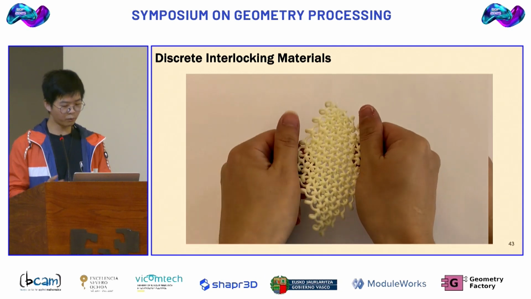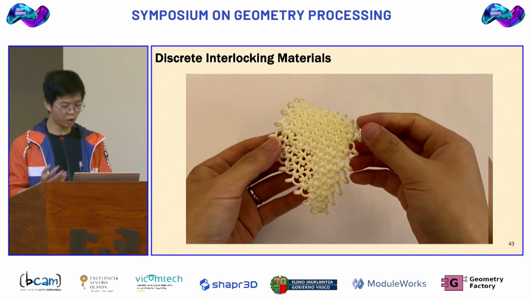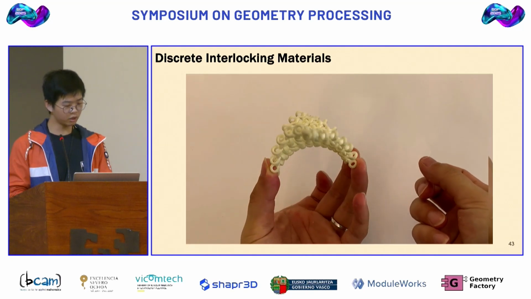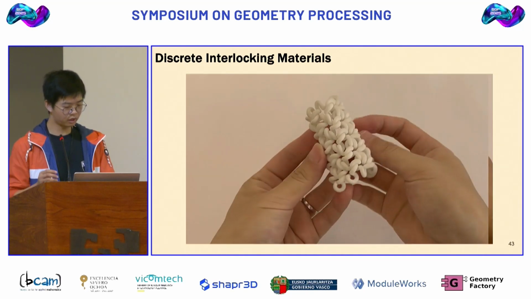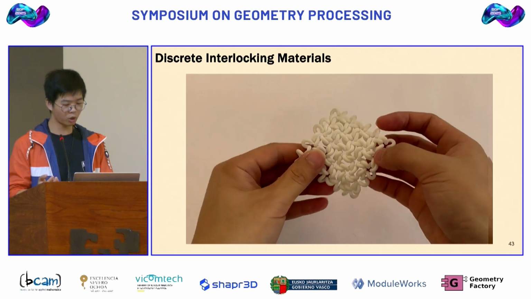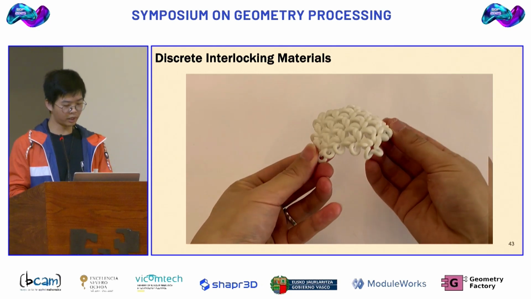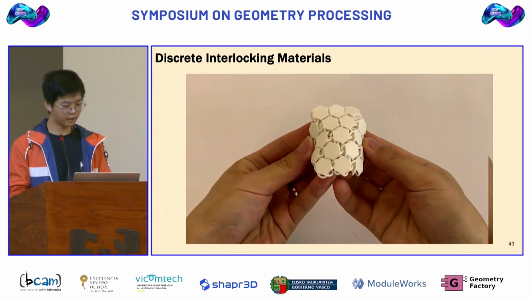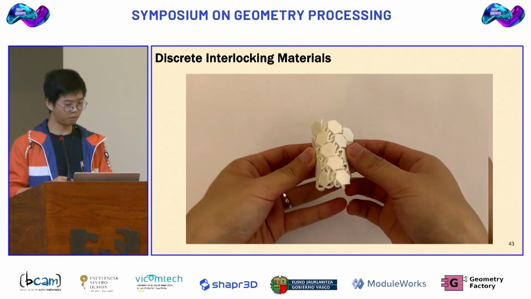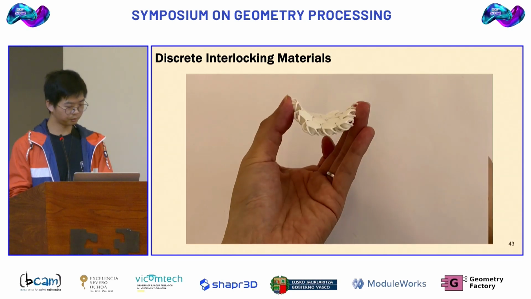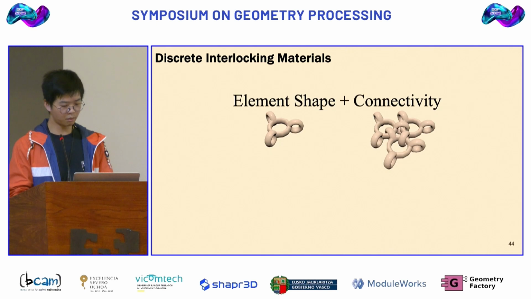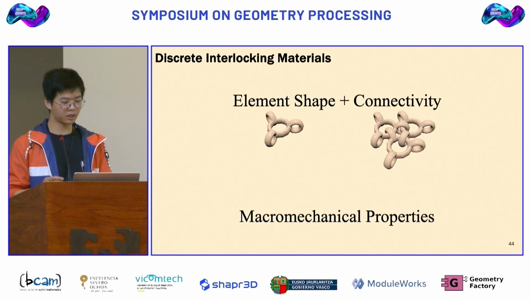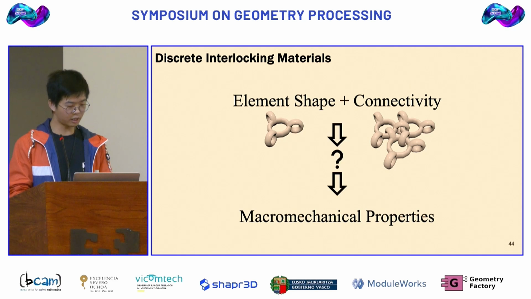For example, this threefold symmetric channel shows an interesting saddle shape when bent along a given direction. And this torus knot structure allows large cylindrical bending in two orthogonal directions, but prefers spherical bending along its diagonal direction. And this scale material shows different bending limits for positive and negative curvature. While deformation limits are determined by the shape of the elements, predicting the macromechanical properties of discrete interlocking material from the native structure is still a highly non-trivial task.